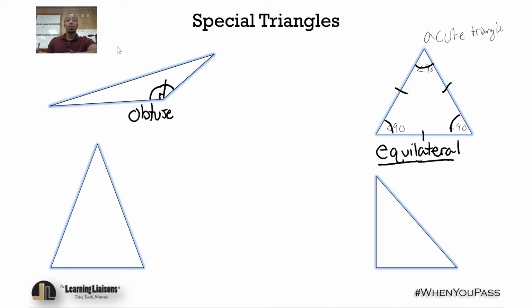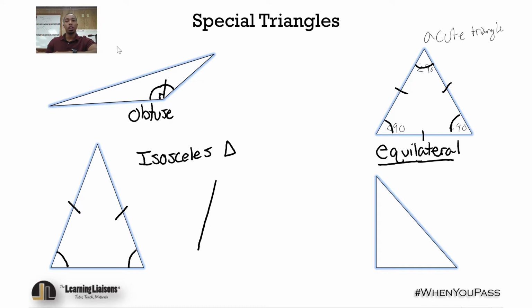So if we only have one pair of congruent angles, so not all three, just two of them are congruent, we would call this an isosceles triangle. If all three sides are congruent, or if all three angles are congruent, then we would call that equilateral. So if we know that two sides are congruent, we can automatically say that two angles are congruent, and vice versa.